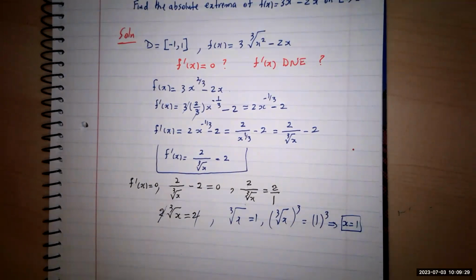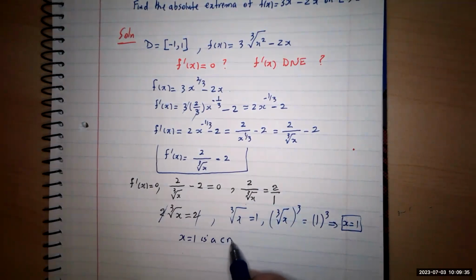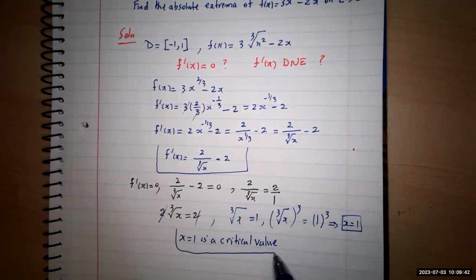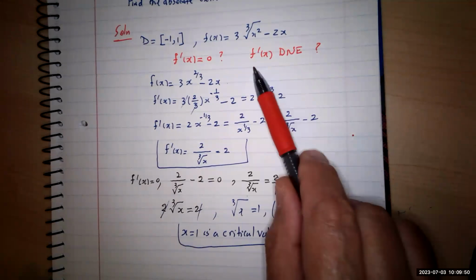Okay, so x equal to 1 so far is a critical value. X equal to 1 is a critical value. Any question? But most of the people, they missed it because they stop here. Remember, it's a radical function, so you have to check the possibility of the second group.